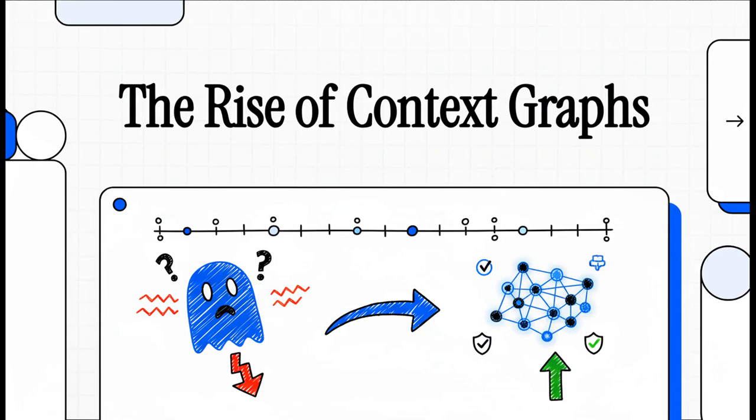All right, today we're going to trace the incredible journey of AI in the business world, all the way from those frustrating, make-it-up-as-you-go hallucinations to a brand new era of precision and trust. We're talking about the rise of something called the context graph.